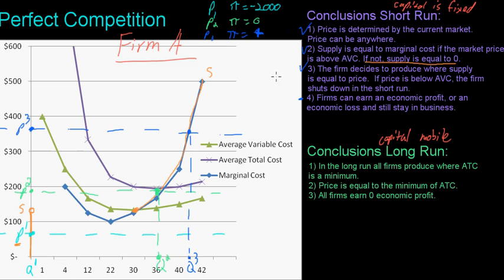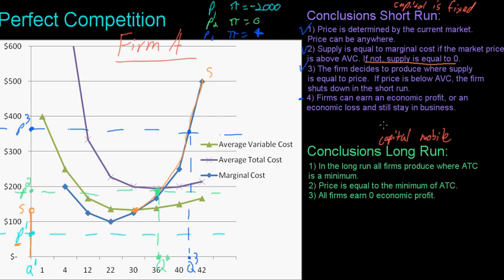Then third, the firm decides to produce where supply is equal to price. If price is below average variable cost, the firm shuts down in the short run, which means that it produces 0 units of output. So that would be like Q1. And then finally, firms can earn an economic profit or an economic loss, and they still stay in business because capital is fixed.